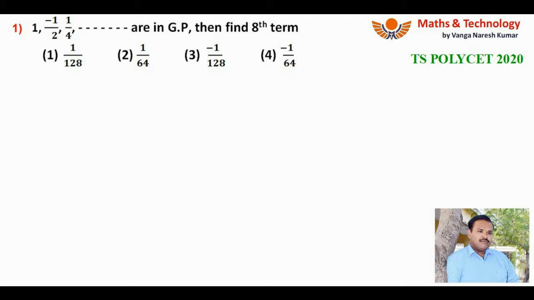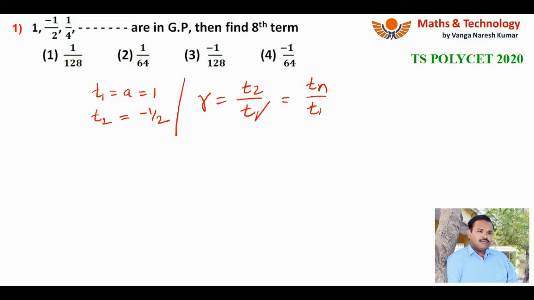The question is 1, minus 1 by 2, 1 by 4 are in GP, then find the 8th term. From the given geometric progression, the first term T1 is equal to A, which is nothing but 1, and the second term T2 is equal to minus 1 by 2. The common ratio R is equal to T2 by T1, which is also equal to Tn by Tn minus 1. So the common ratio R is equal to T2, which is minus 1 by 2, divided by T1, which is 1. So the common ratio is equal to minus 1 by 2.